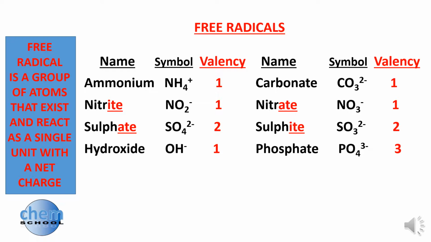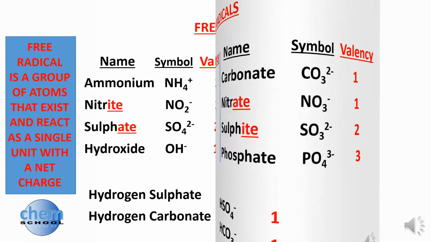Remember that you need to know and be able to differentiate the symbols of nitrite, nitrate, nitride. Take a keen look at the suffixes ITE, ATE, and IDE. Then also differentiate between sulfate, sulfite, and sulfide. Now we are ready to write chemical formulas.